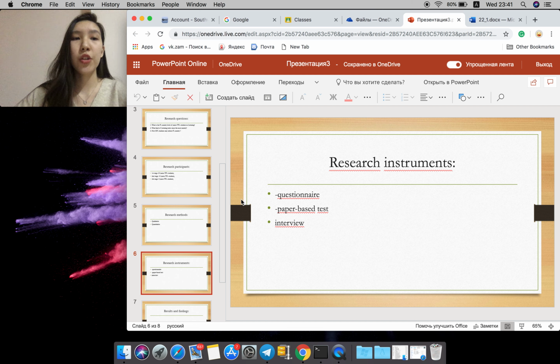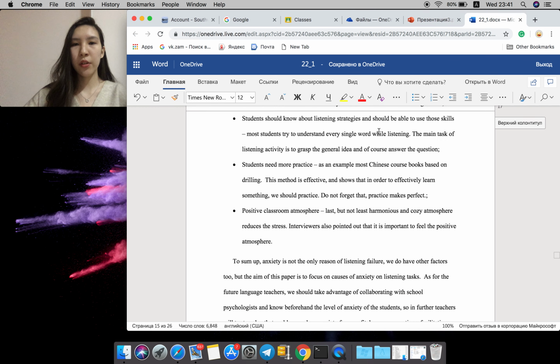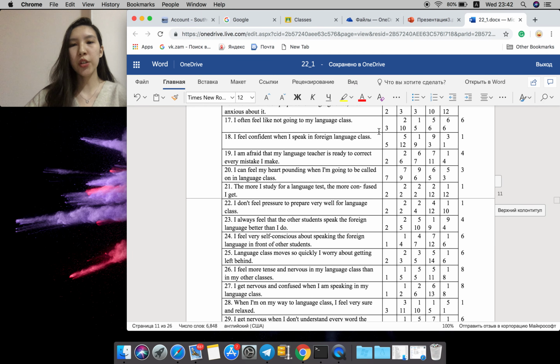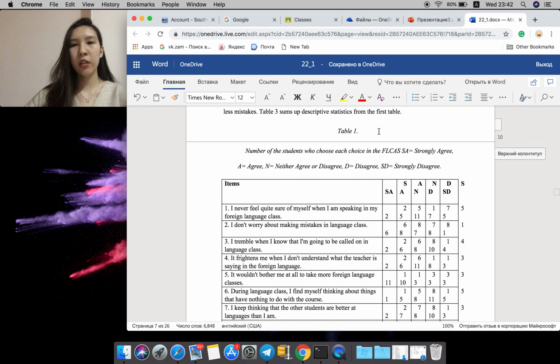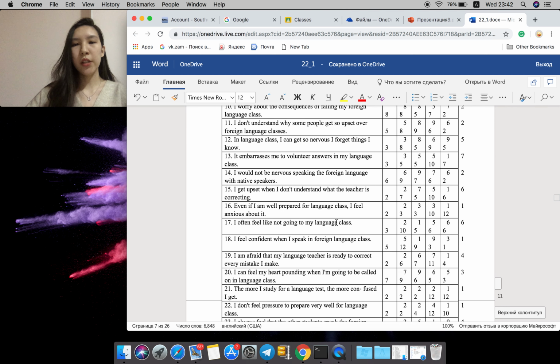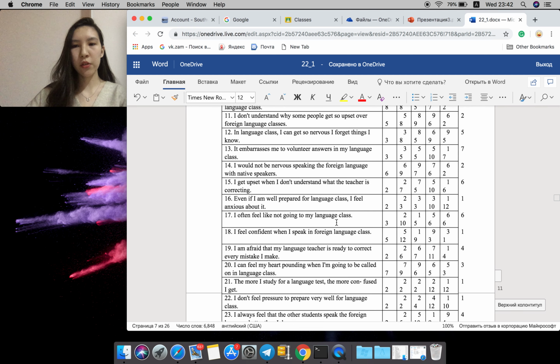As for the first questionnaire, in that stage I had 30 TFL students, and they all completed a questionnaire which contained 33 questions, the Foreign Language Classroom Anxiety Scale. It was developed by Horwitz in 1986, and still this is the best test to identify the foreign language anxiety level. And as you can see here, here are the results of the students.